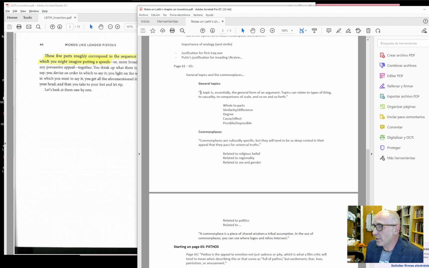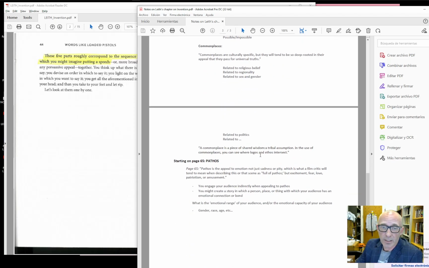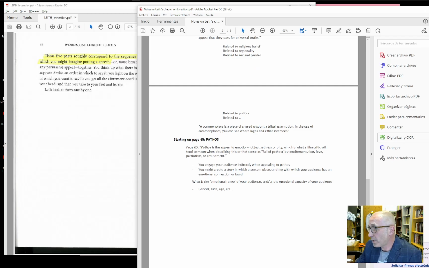So on a very generic level, there are topics that seem to be the basis for a lot of how arguments are structured in terms of logos. There are also the more culturally specific logics that are known as the commonplaces, and they will tend to be so deep-rooted in their appeal that they pass for universal truth. So these really are directly connected to your audience's religious beliefs, their experiences and connections to regionality, to sex and gender, to politics. You pick the sociocultural, sexual, economic basis for how people think, political, etc. And that's where a lot of the commonplaces come from.